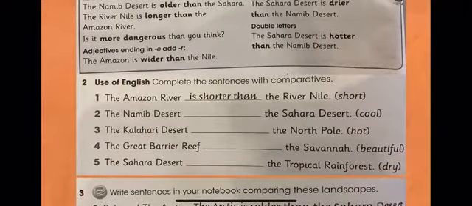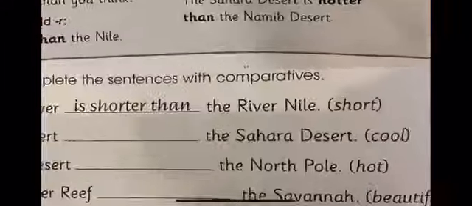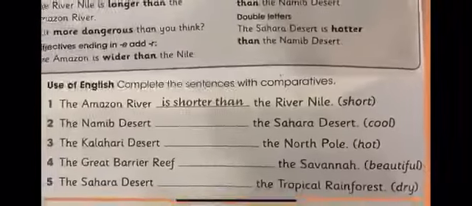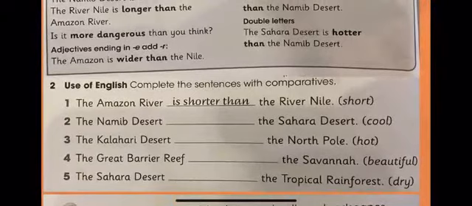Then comes use of English. Complete these sentences with comparatives. The Amazon river is shorter than the river Nile. This adjective, short, is given in the bracket, and then it's written, is shorter than. So we add ER to make comparatives, and then we add than after the adjective. So this is how we write a comparative.